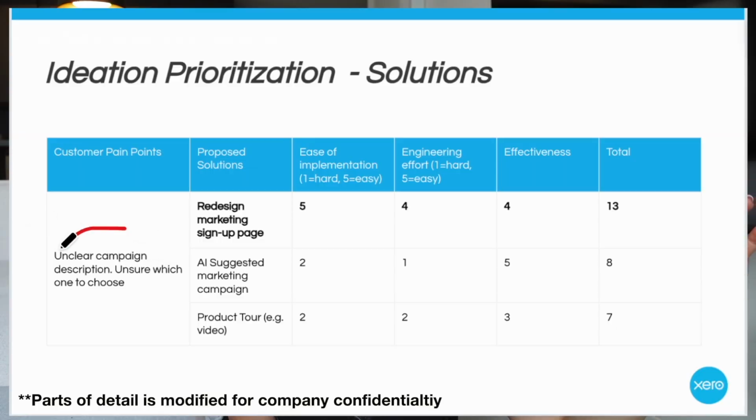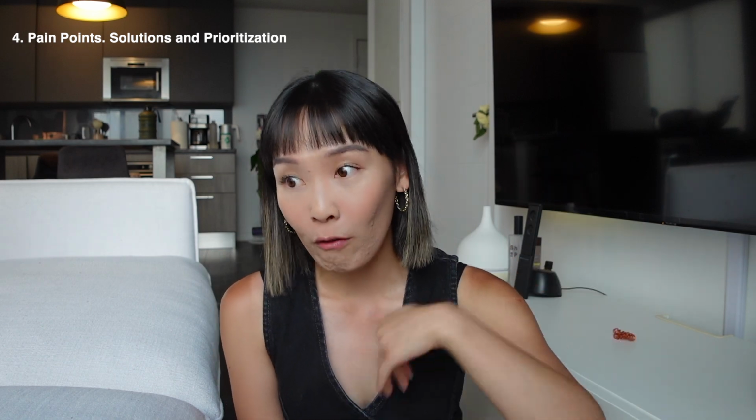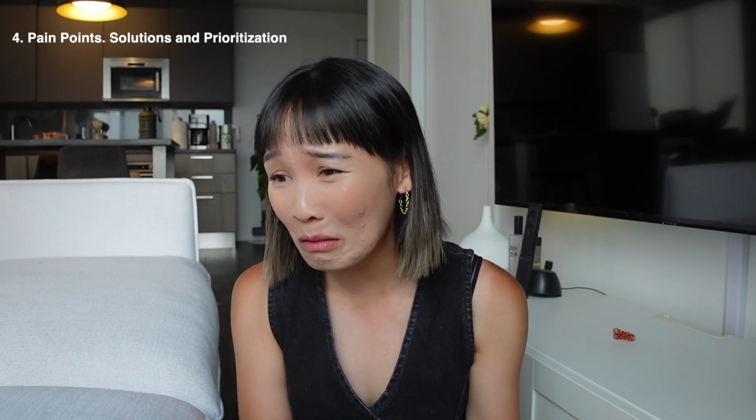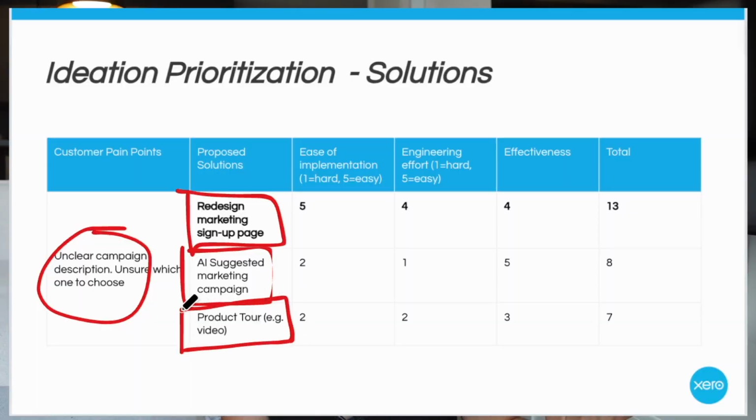The first pain point that we want to solve is the unclear campaign setup. So a lot of people don't know how to set up campaign in general. That's why they didn't set up. So there are multiple solutions. For example, we can redesign the entire setup page. We can do some fancy stuff, AI completing onboarding or campaign setup for the customers, or we can build like a product tour where people log in and then we show them what to do. So again, once you have all the solutions, you put it into the table again.